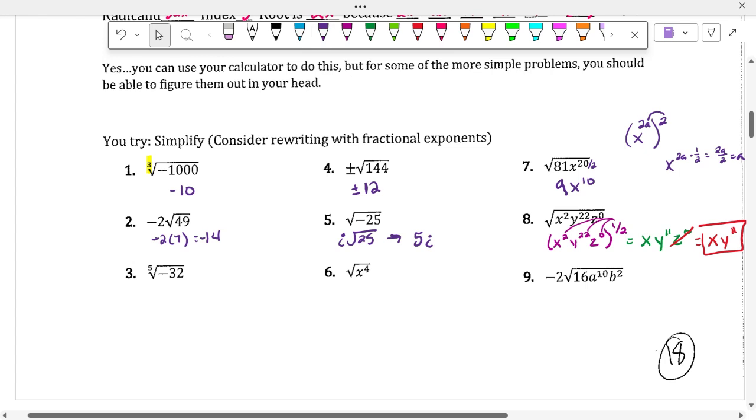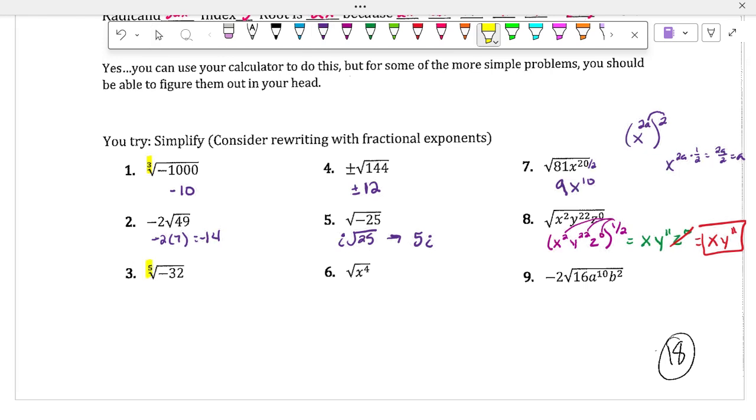Fifth root of negative 32, again, we have an odd index, so we can have a real negative number be our answer. So whatever the fifth root of 32 is, we just slap a negative onto it, which in that case is negative 2. x to the 4th. If we think about it, we can rewrite this as x to the 4th raised to the 1/2. 1/2 times 4 is 4 over 2, which is 2, so this would be x squared.